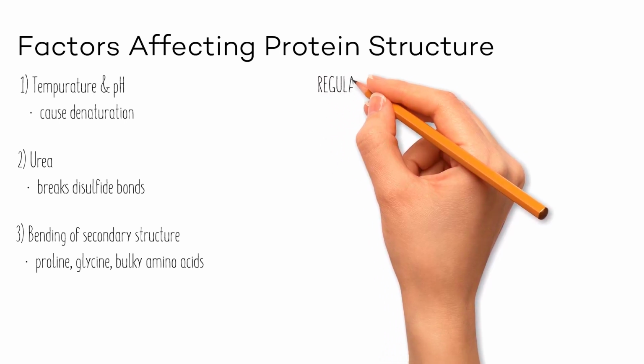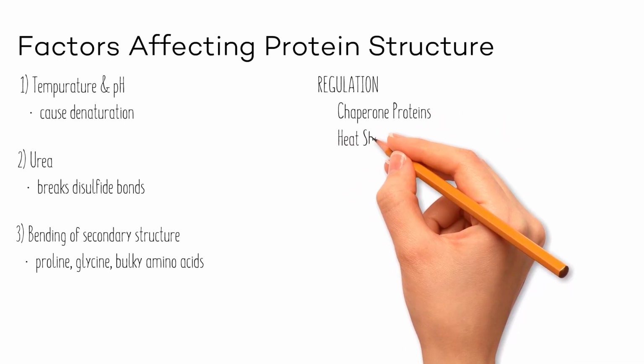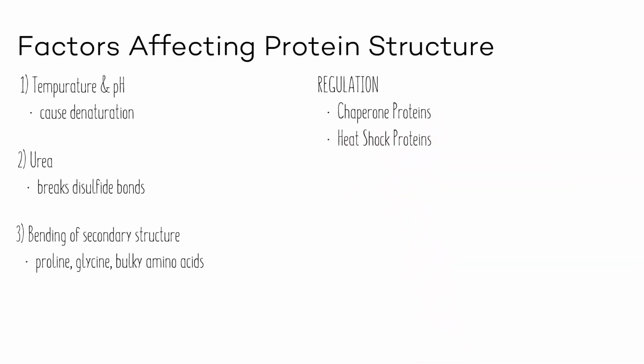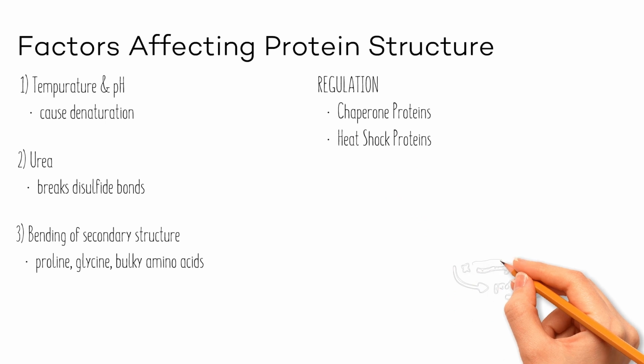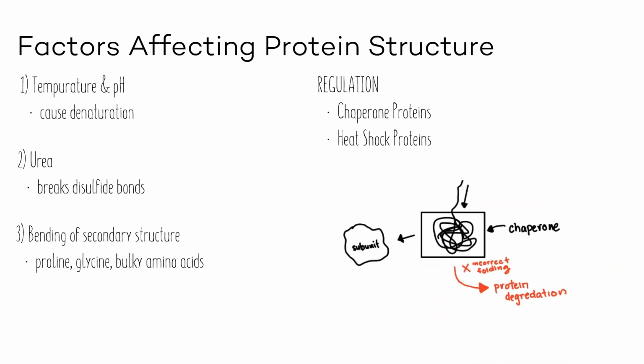The last thing we're going to discuss is regulation. So regulation is done by chaperone proteins and heat shock proteins. So the chaperone protein is basically a compartment where the protein can fold properly. It's also going to monitor the way that it folds. If it doesn't fold properly, then it's going to go into protein degradation by proteases. If it folds correctly, then it's going to form into the subunit.